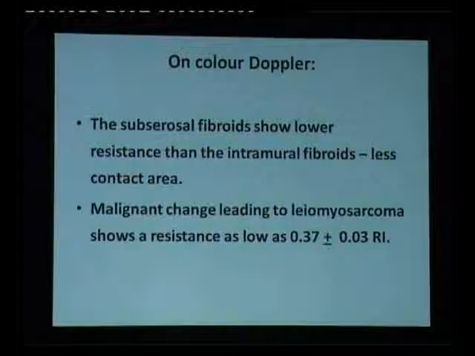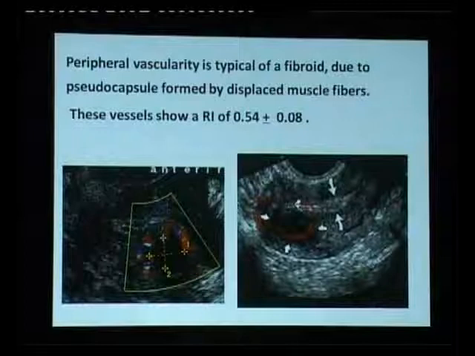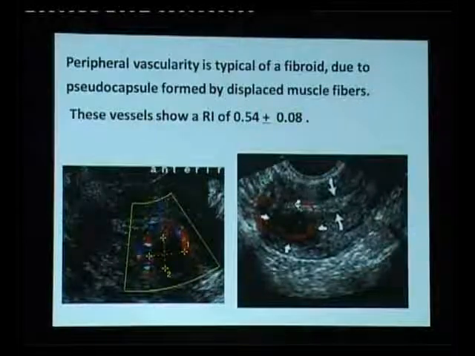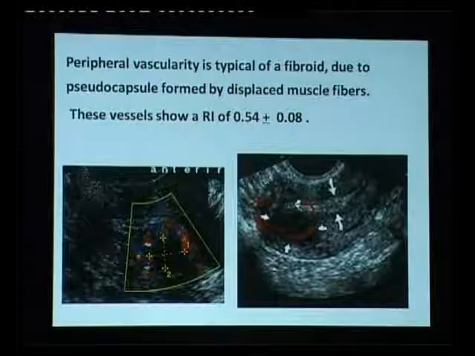Now, subserosal fibroids show a lower resistance than the intramural fibroids because of the lesser contact area. And as you see that the malignant changes, the resistance becomes lower and lower, and I think this has already been discussed. Now, the peripheral vascularity, which is very typical of a fibroid, is because of the formation of a pseudocapsule, which I think has been discussed.